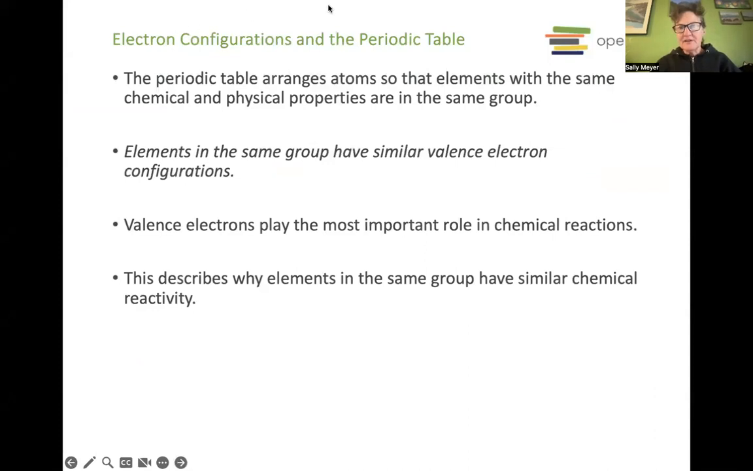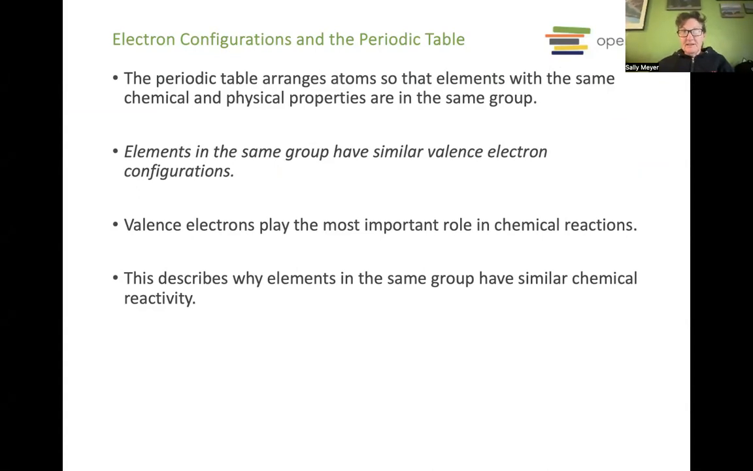Okay, so we left off here with a beginning discussion of how electron configurations relate to the periodic table. Your periodic table has rows and columns, and a row is called a period and a column is called a group. So the periodic table arranges atoms so that elements with the same chemical and physical properties are in the same group.